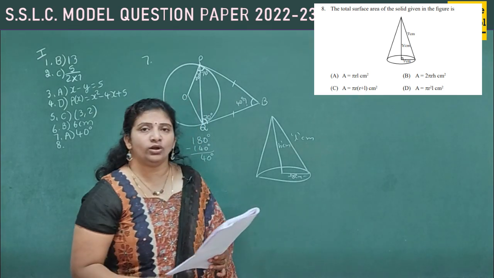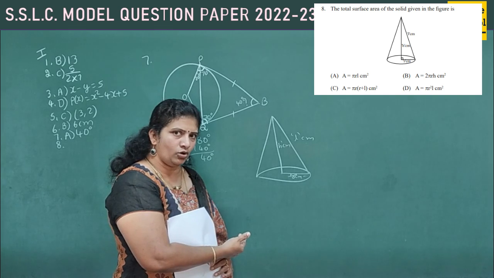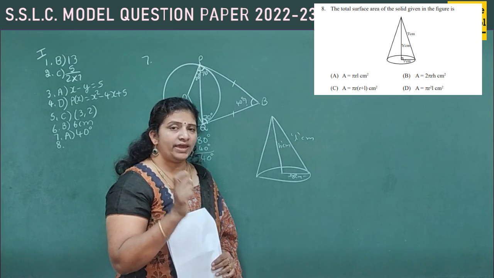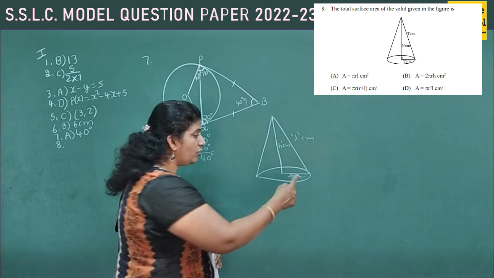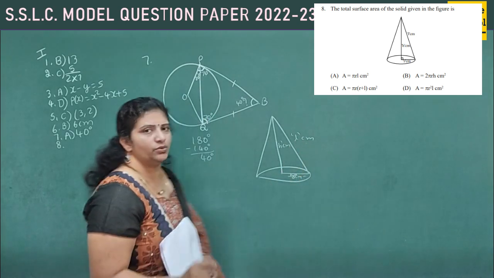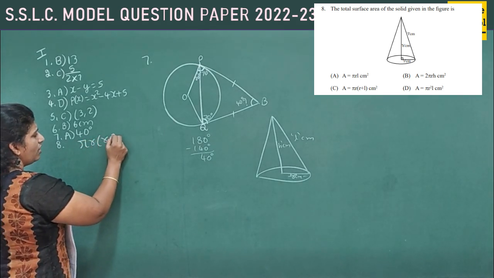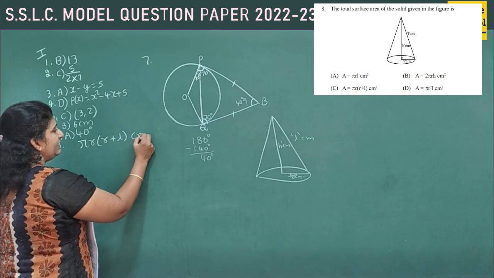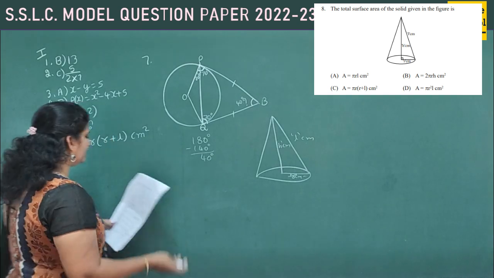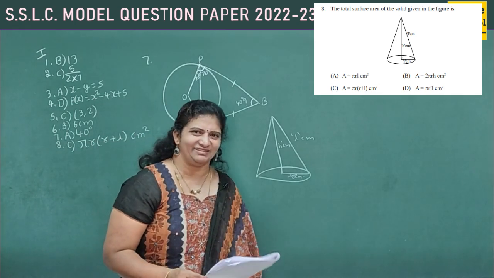Your question is total surface area of the solid. What is total surface area of this solid cone? It is pi r into r plus L. When you are saying area, here you can see centimeters given. So write along with the unit, that is pi r into r plus L centimeter square is the total surface area. Which option is the right answer? It is option C. With this we complete our first main.